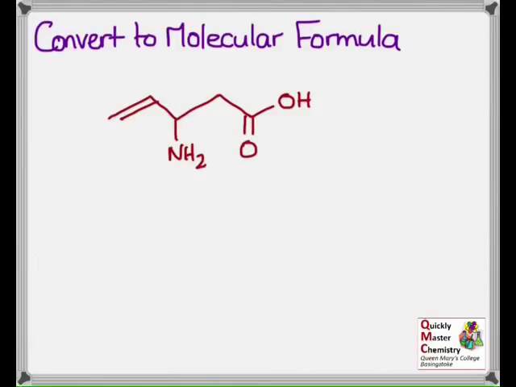A common question in the exams is to convert a skeletal formula into a molecular formula. So see if you can remember what a molecular formula is first, and then have a go, pause the video and convert this skeletal formula into the molecular formula for the molecule.